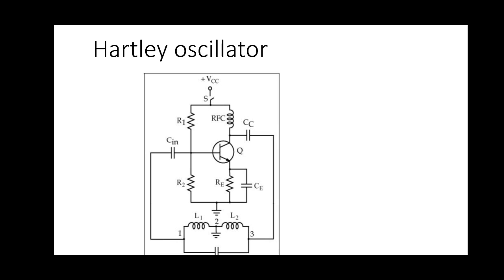CE is the emitter bypass capacitor. The job of CE is to bypass the amplified oscillations. If CE is not present, the amplified AC will drop across RE. Thus the gain is reduced, which provides negative feedback to the base. So that is the major problem of RE.